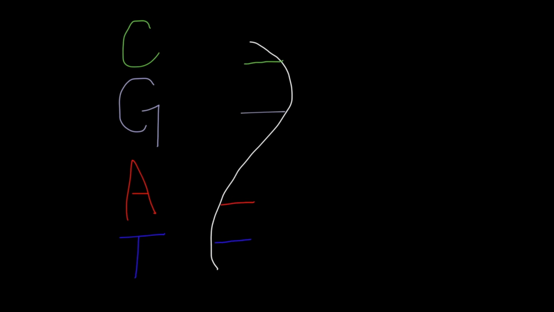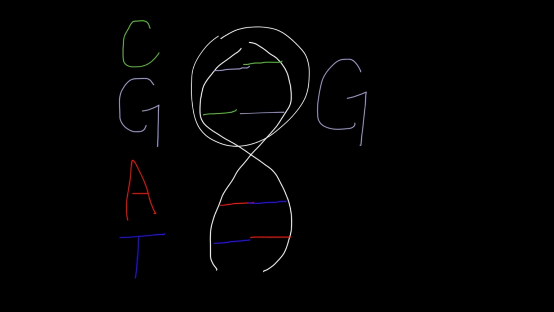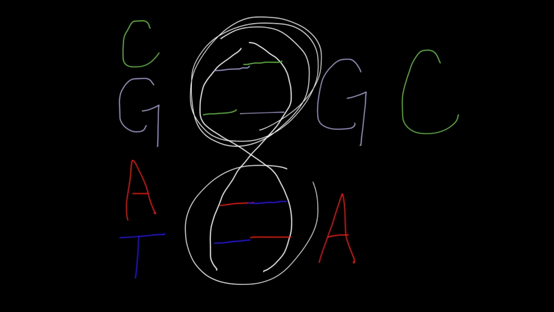The nucleobases on one side of the double helix match up and pair with the nucleobases on the other side. But there are some rules to this bonding process. Guanine can only bond with cytosine, while adenine can only bond with thymine. Because of this, if we only have one strand of the double helix, we can then synthesize the other strand.